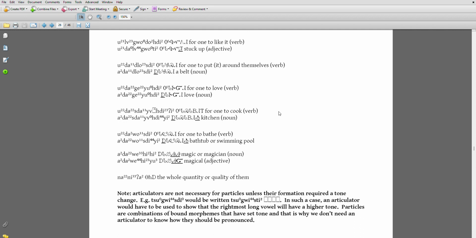Note, articulators are not necessary for particles unless their formation required a tone change. So squeezti would be written squeezti. In such a case, an articulator would have to be used to show that the rightmost long vowel will have a higher tone. Particles are combinations of bound morphemes that have set tone, and that is why we don't need an articulator to know how they should be pronounced.